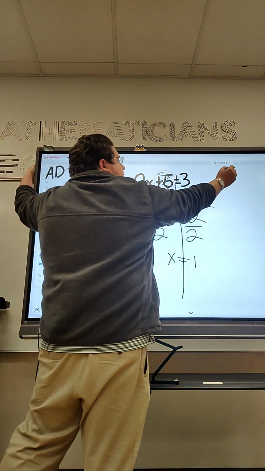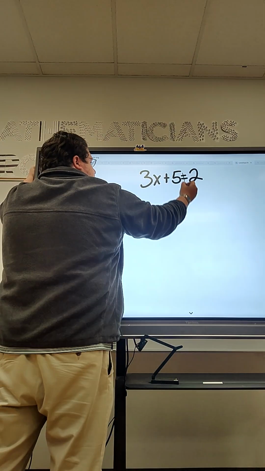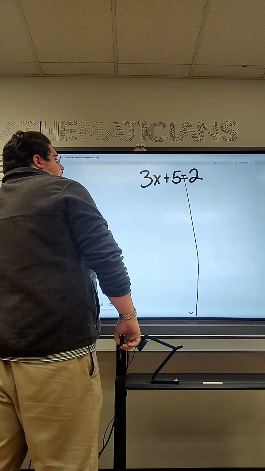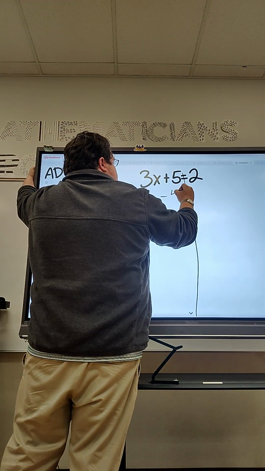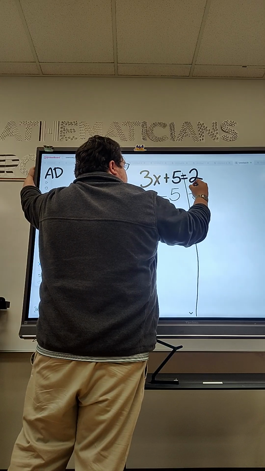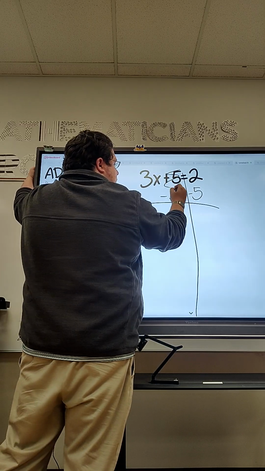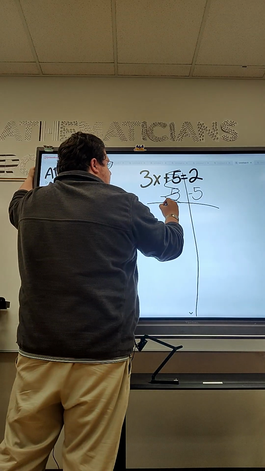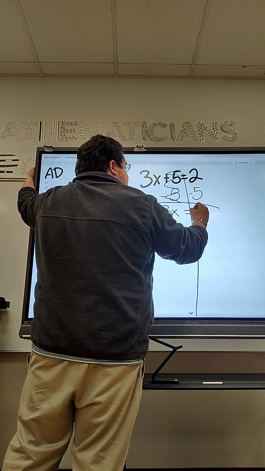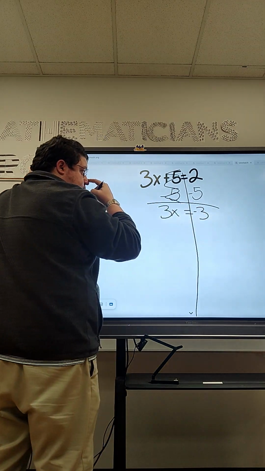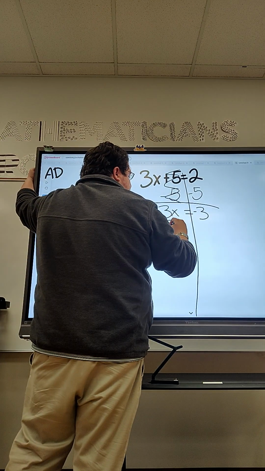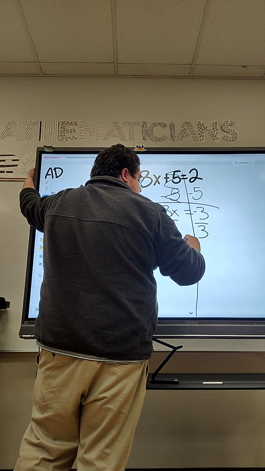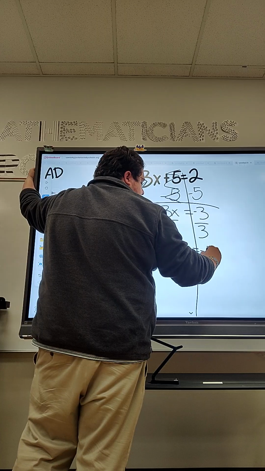All right, another example of this. Here we go. Add or subtract the number without the variable. Subtract 5 on both sides. There it goes. So now I have 3x equals negative 3. Last step is to divide by the number with the x. So x equals negative 1.